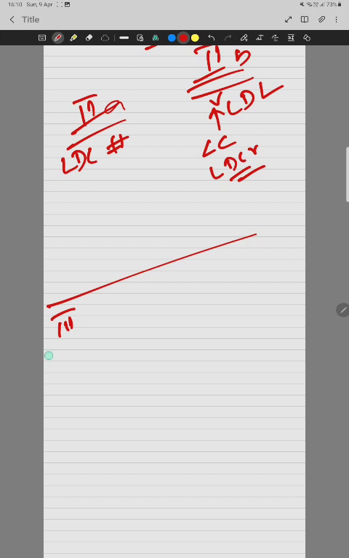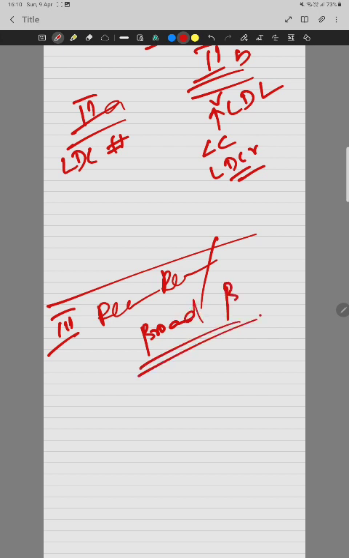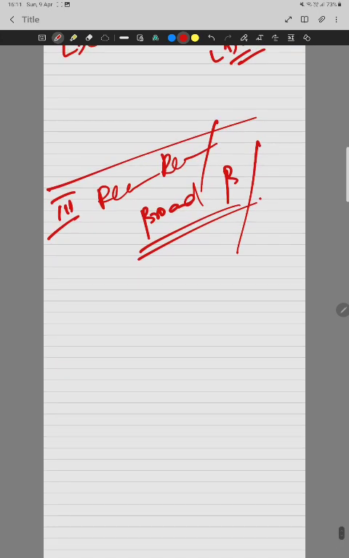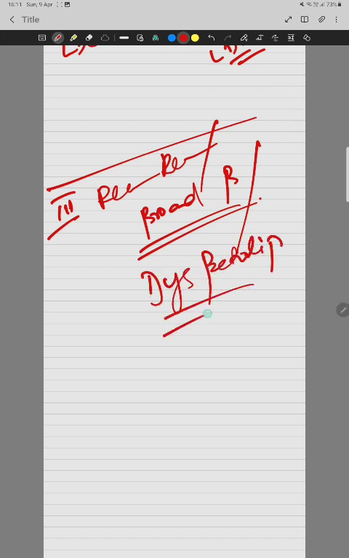So next, coming to your type 3. Type 3 is remnant removal disease, or broad beta disease. You can remember it this way: the beta band corresponds to your LDL. So that is dysbetalipoproteinemia. That's all. So it is dysbetalipoproteinemia, or broad beta disease, or remnant disease.